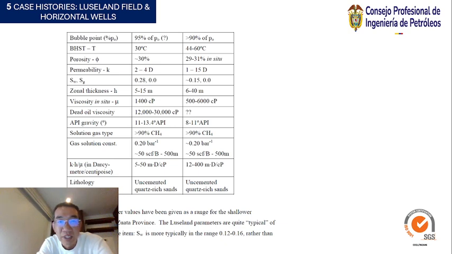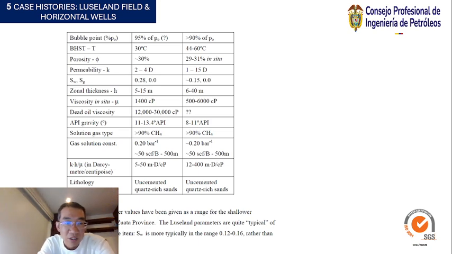Viscosity in Luseland is 1,400 cp, and the others is 500 to 600 cp. The dead oil viscosity in Luseland is 12,000 to 30,000 cp. The others, they don't have the number. The API in Luseland is 11 to 13.4 API, and the others is 8 to 11 API. The solution gas type in Luseland is above 90%, and the others is also above 90%.